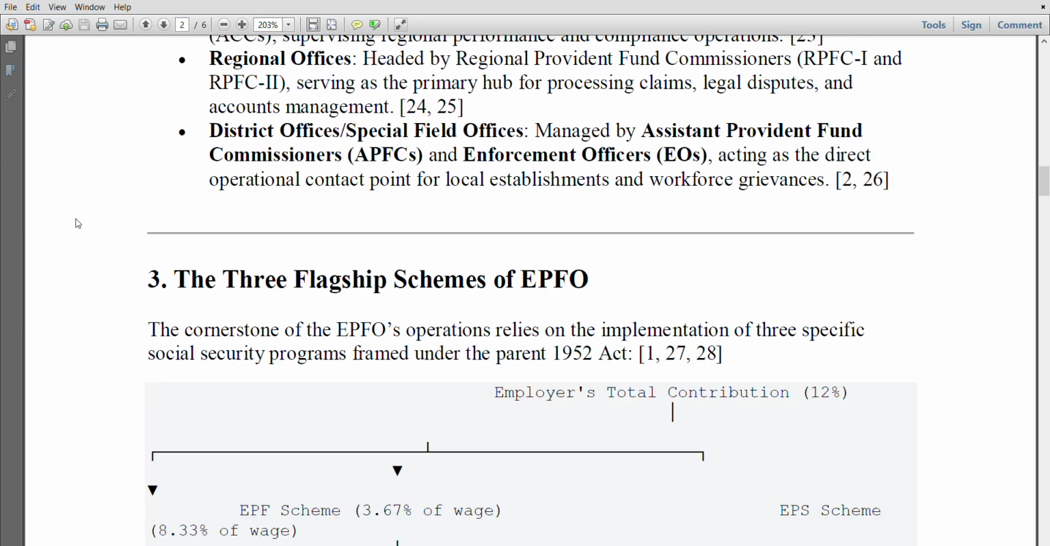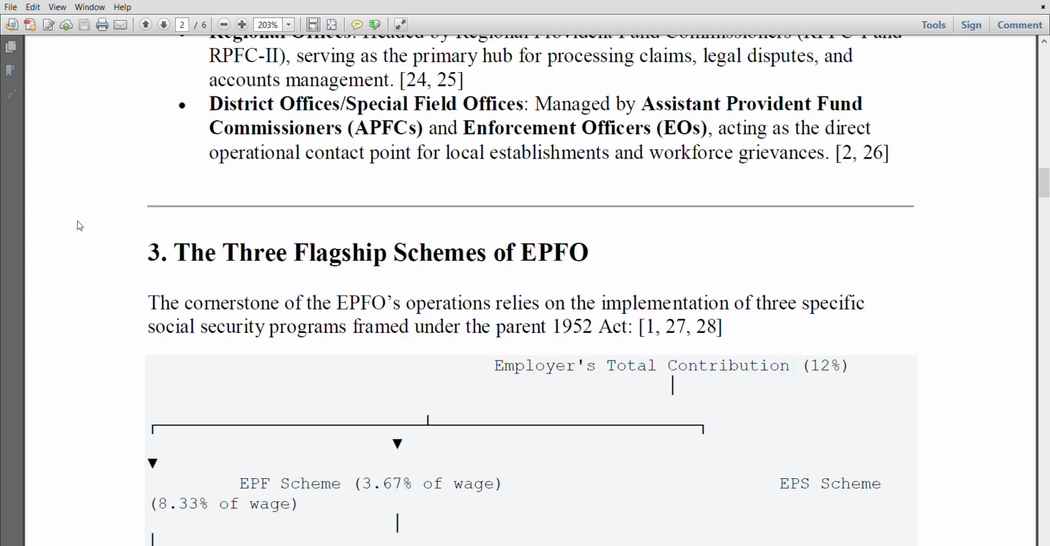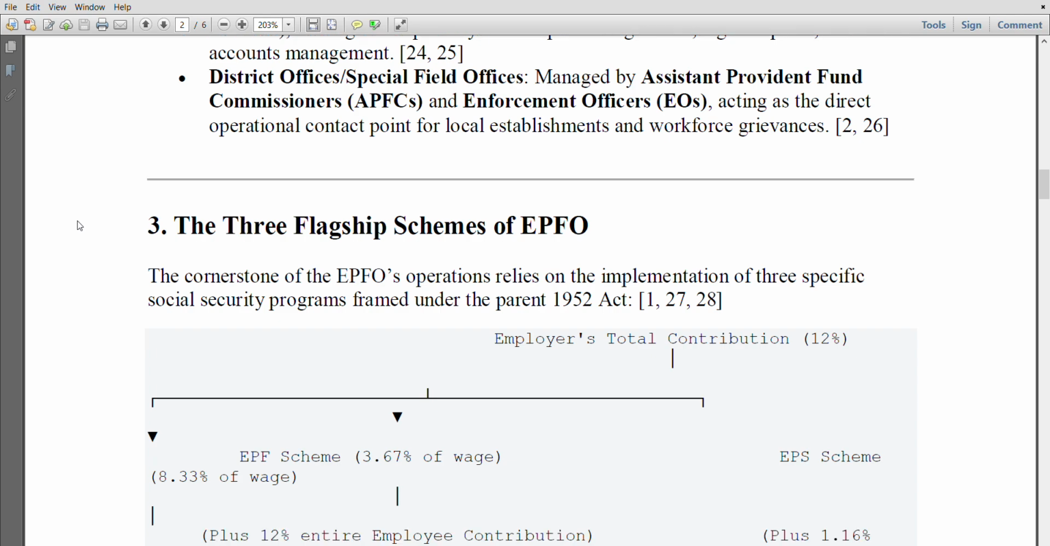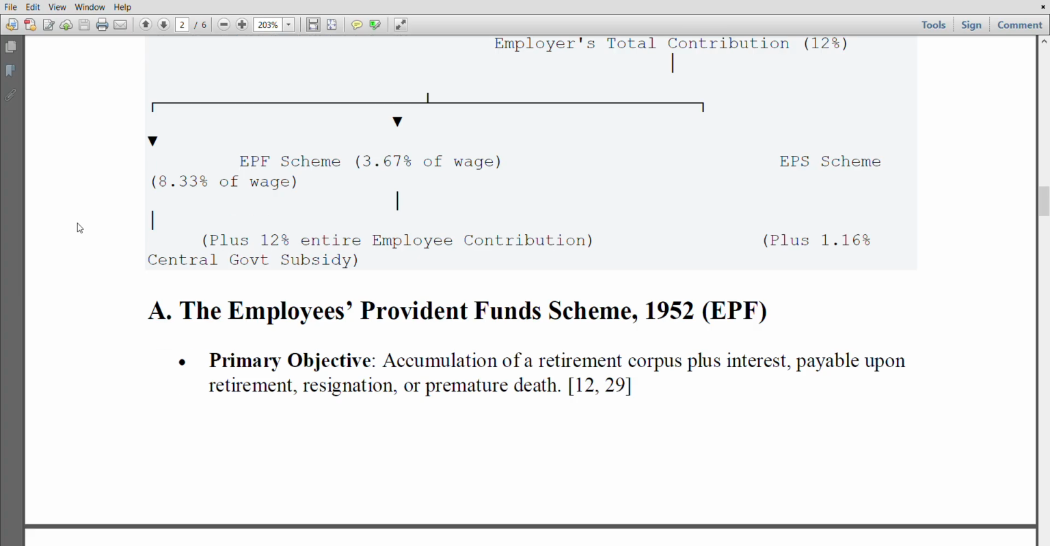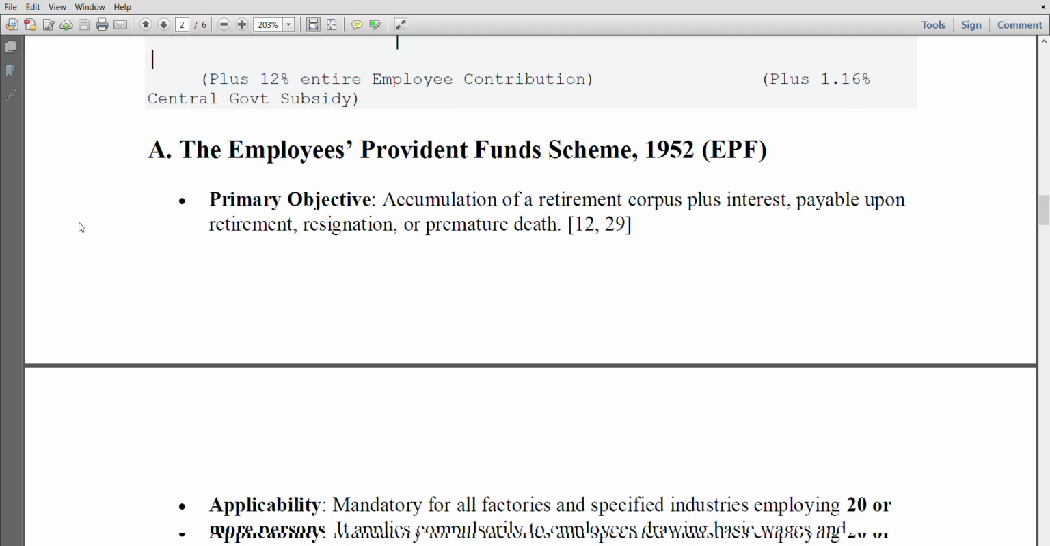The 3 flagship schemes of EPFO are: the cornerstone of the EPFO's operations relies on the implementation of 3 specific social security programs framed under the parent 1952 Act. The first one is Employees Provident Funds Scheme 1952, EPF. Primary objective is accumulation of a retirement corpus plus interest payable upon retirement, resignation or premature death.